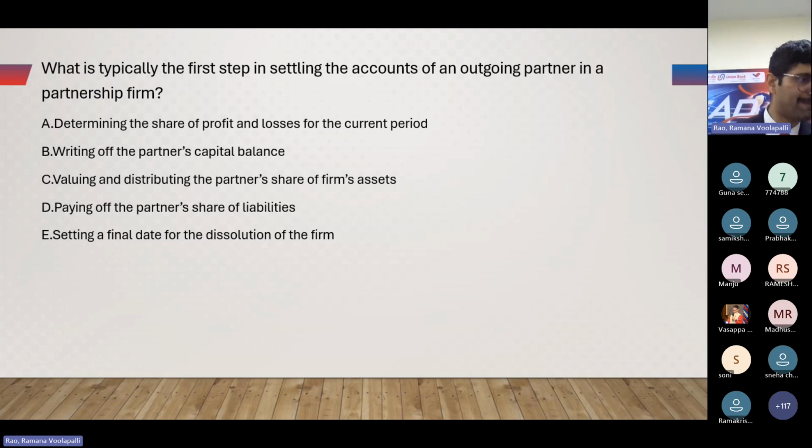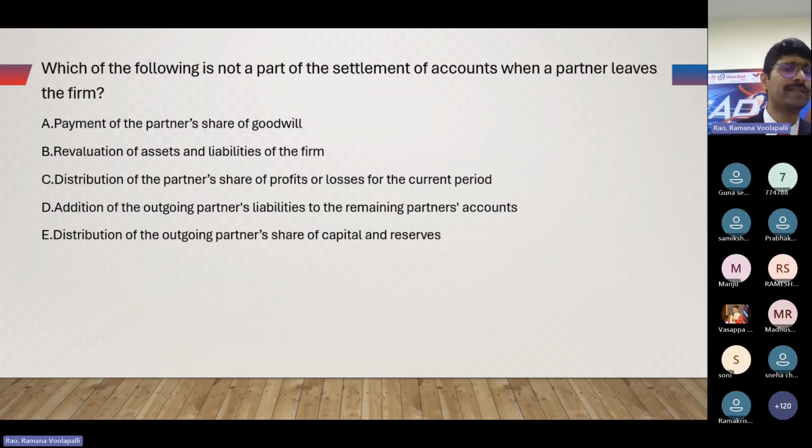Sir asks whether nomination facilities are available in the partnership account or not. Yes, we will take up the question. Please let us complete the slide as per the schedule. So what is typically the first step in setting the account? The answer is valuing and distributing the partner's share of the firm's assets. That is the first step. So let us go with the next one.